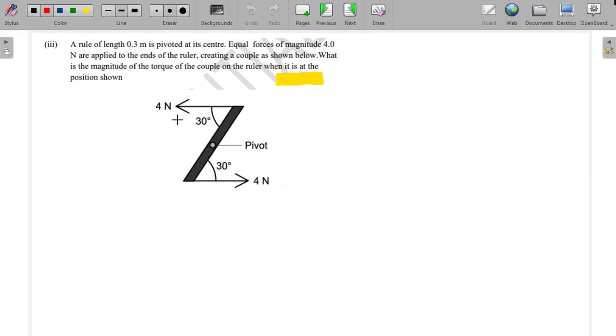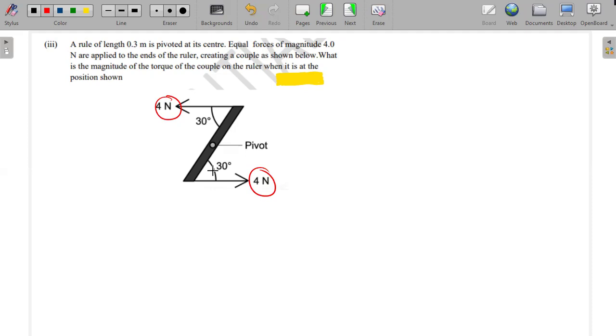Okay, so this is a couple where we have two parallel forces, one acting in this direction, whilst the other one is acting in that particular direction. So this is a couple, which means that the two forces are acting in opposite directions. Two equal but opposite forces, which means they have the same magnitude, but they're acting in opposite directions. One on the left, one on the right, parallel to each other.